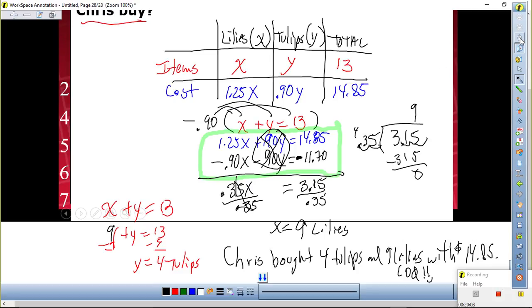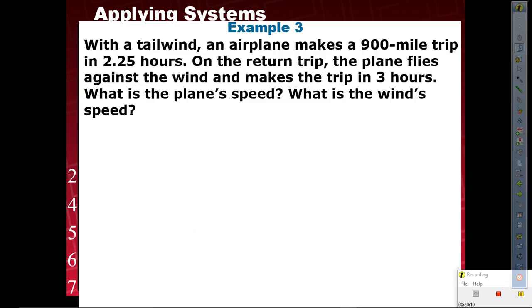Copy this next one, please. Example 3. It's time to write that down, please.